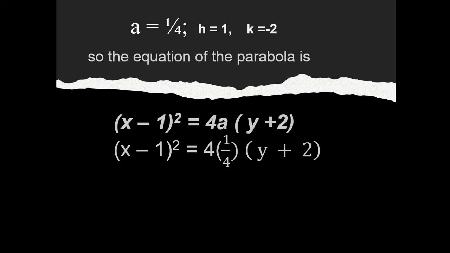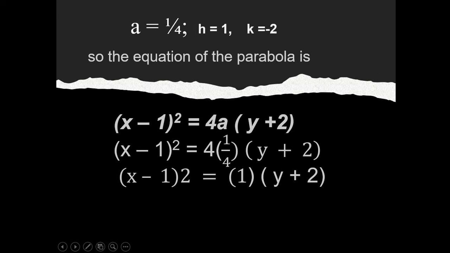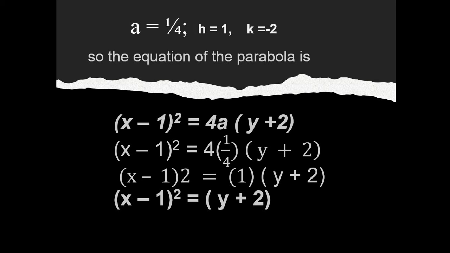So, x minus 1 quantity squared equals 4 times 1/4 times quantity y plus 2. Multiply mo na lang yung 4 and 1/4. That's equal to 1. And whatever you multiply to 1, it is just the whole number. So, pwede na rin tanggalin yung 1. That means, pag walang nakasulat dito na coefficient, it means 1 yung coefficient. Okay? So, the equation of the parabola is x minus 1 quantity squared equals y plus 2.